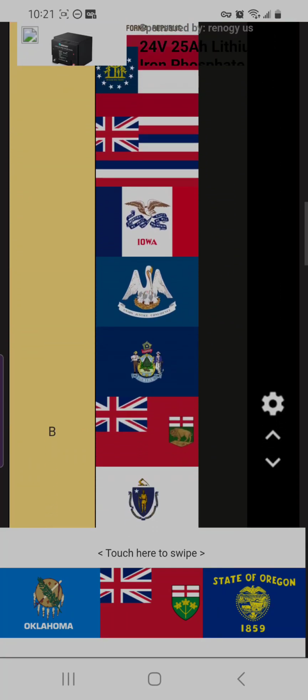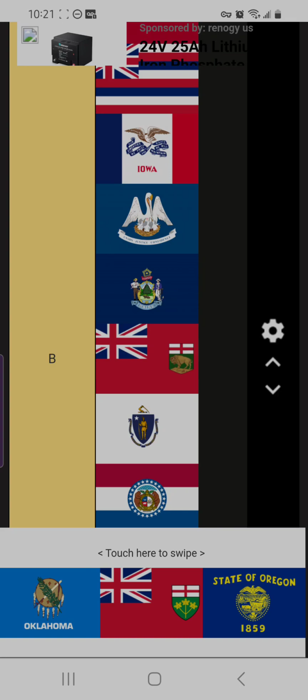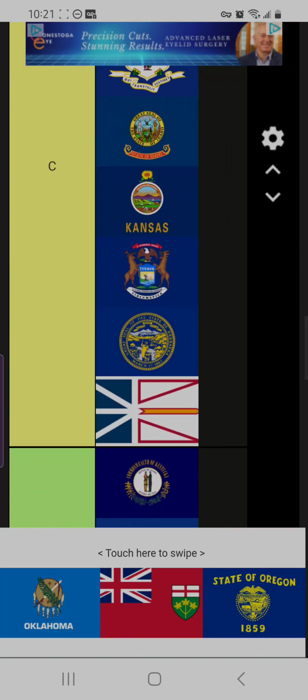Oklahoma. This flag's okay. Massachusetts probably does the Native American thing better than just a simple shield. I give this flag a C plus.